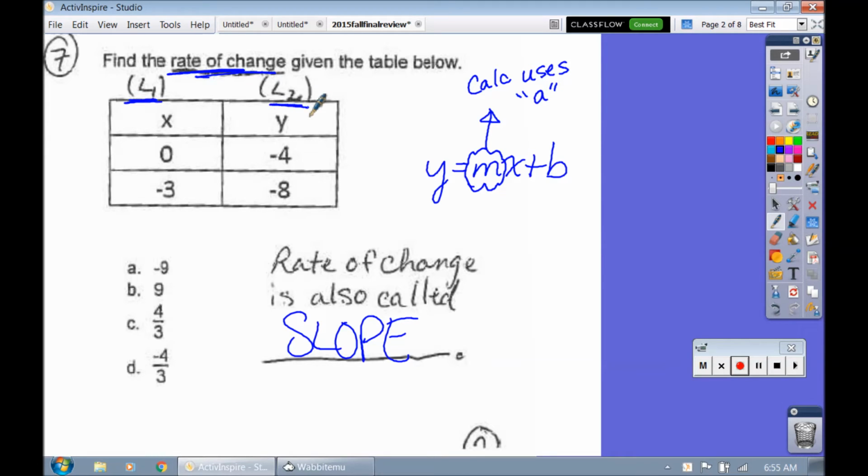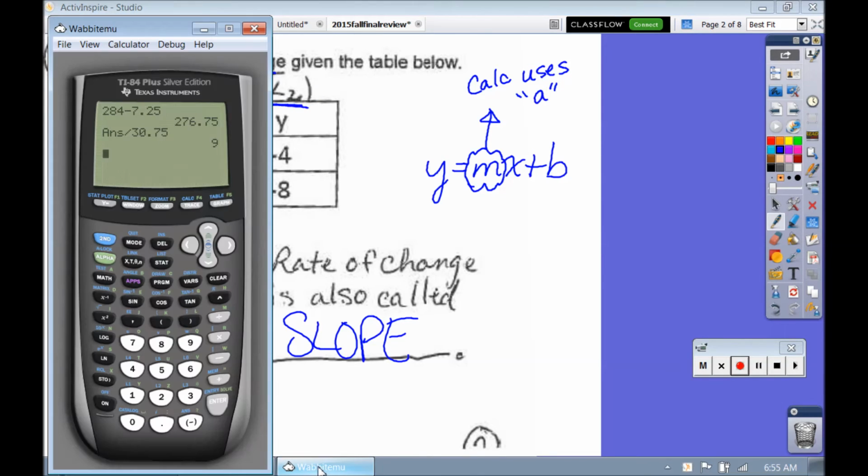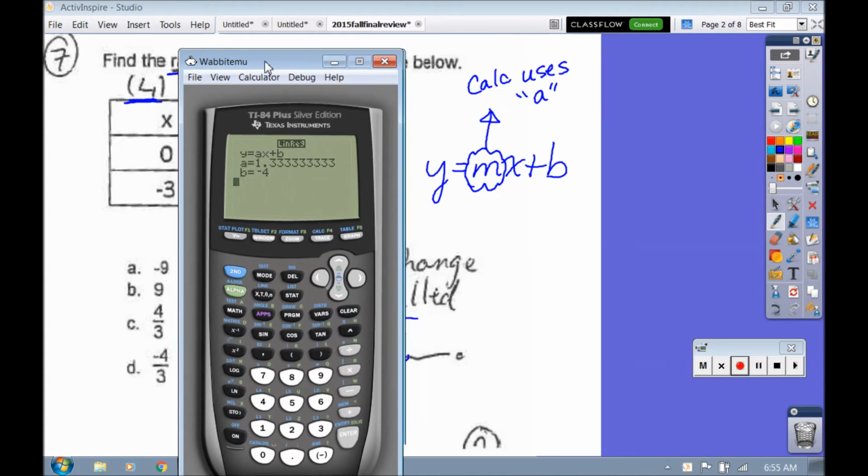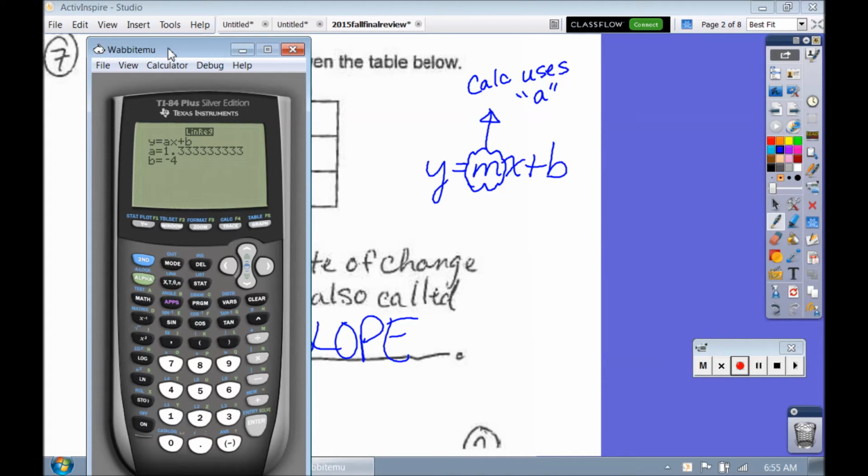We're going to use StatEdit to calculate the slope of this particular line, or the data that is given to us in the table. So you go to StatEdit. We're simply going to type in our x values under L1. Our y values go under L2. Then we are going to hit Stat. Go over to Calc. Go down to number 4, y equals ax plus b. We're going to hit Calculate. And the calculator tells us that the slope is 1.3 repeating.